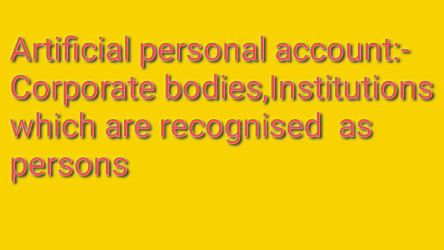Now the second one is artificial personal account. In this, the corporate bodies or institutions which are recognized as persons in business dealings. For example, the account of limited companies, and the account of a club or cooperative societies come under this category.